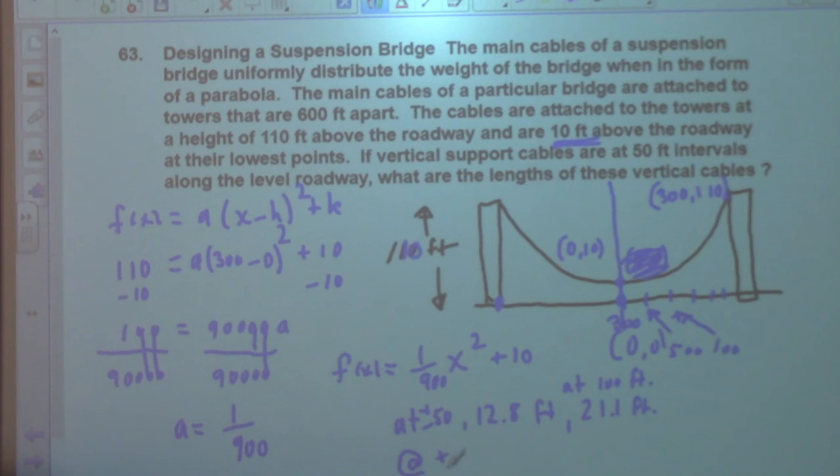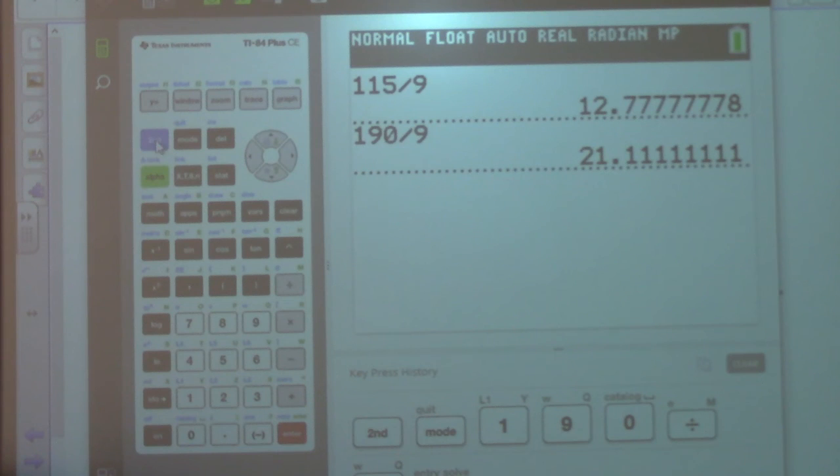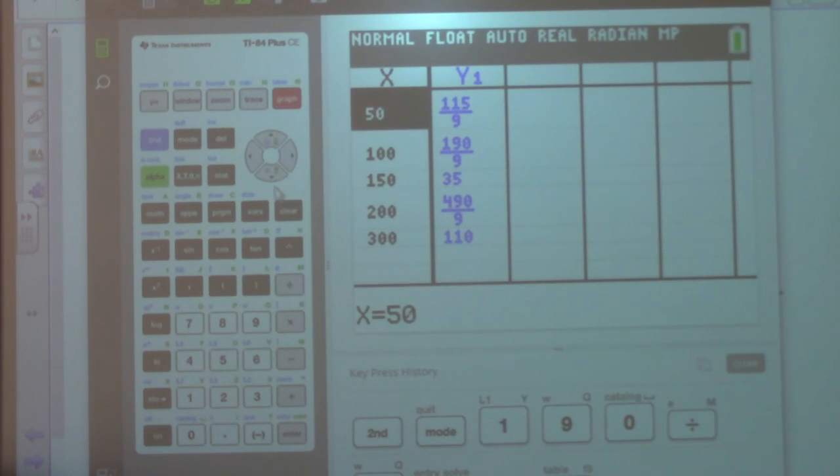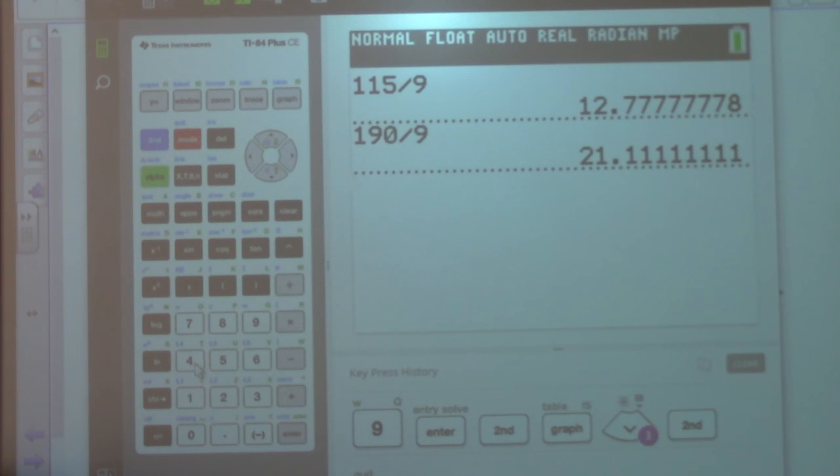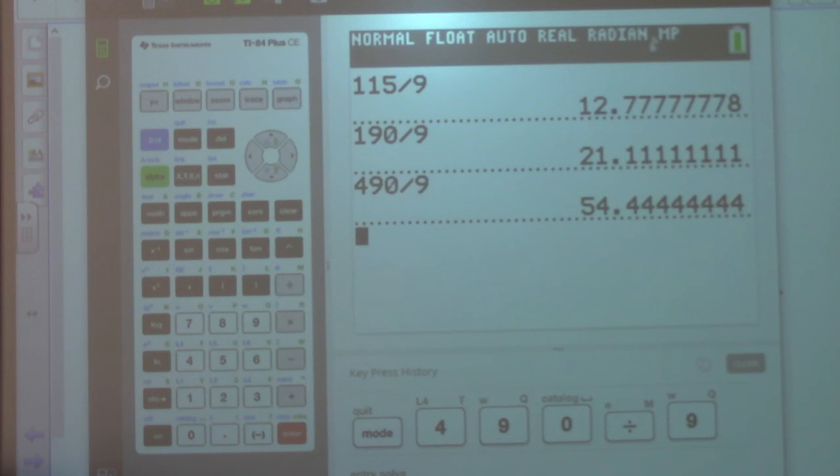At plus or minus 150 feet, we have 35 feet, right? At 200 feet, that's going to be plus or minus 200 feet. We have 490 over 9, is that right? Because you get to add all the other. So 54.4.